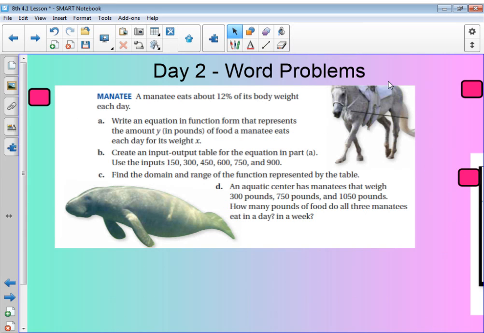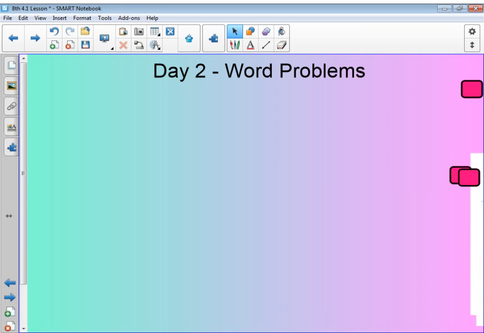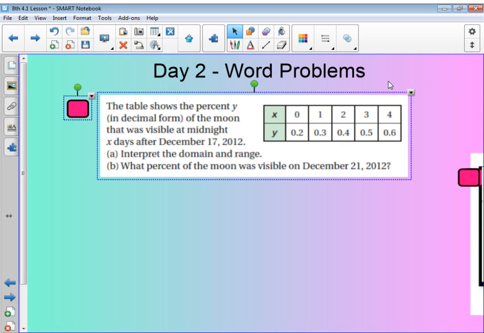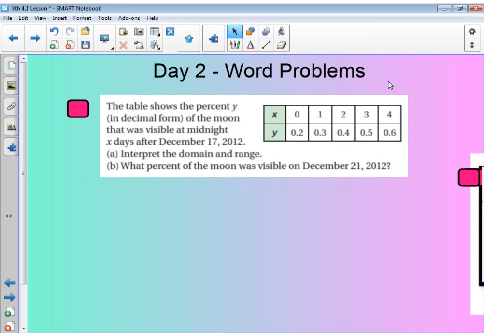Okay, so I want you to go ahead and try this one independently. It says the table shows the percent Y in decimal form of the moon that was visible at midnight, X days after December 17th. So that means that this is December 17th. Okay. Interpret the domain and range.